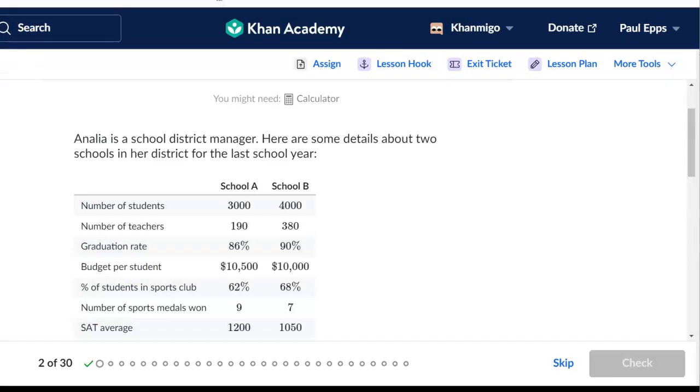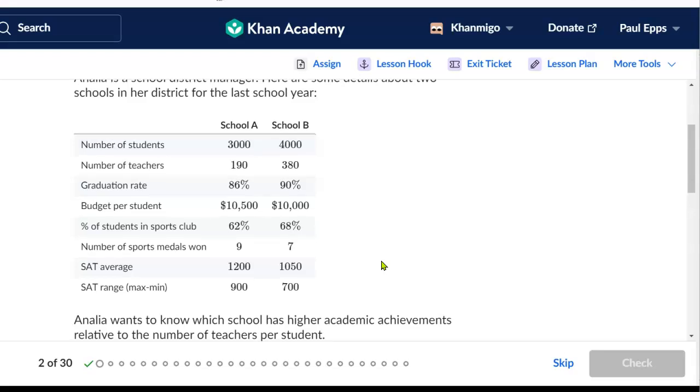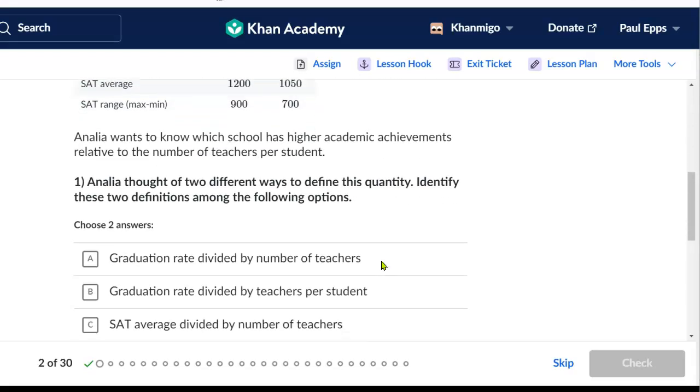Emily is a school district manager. Here's some details about 2 schools in her district for the last school year. Okay. I can't go over all those just yet until I know what the question is. Analia wants to know which school has higher academic achievements relative to the number of teachers per student. Analia thought of 2 different ways to define this quantity. Identify these 2 definitions among the following options.